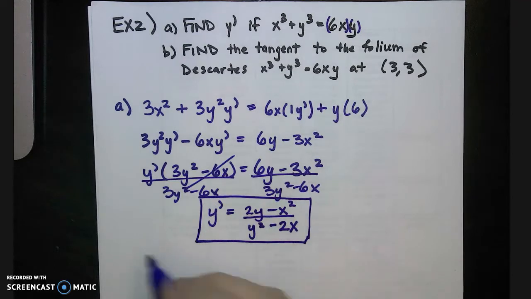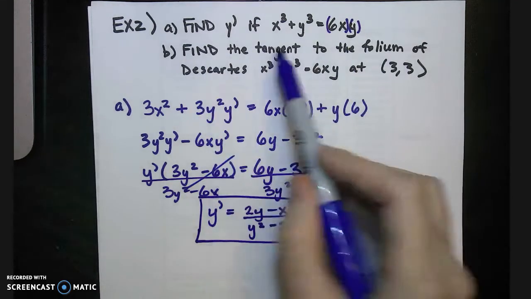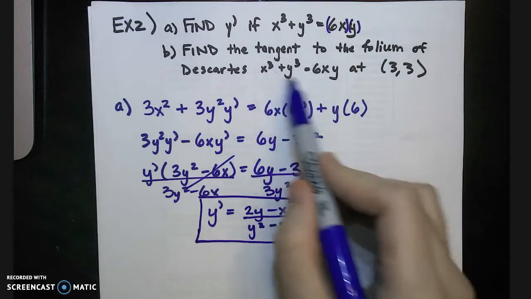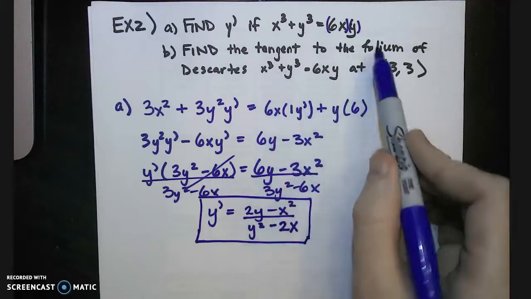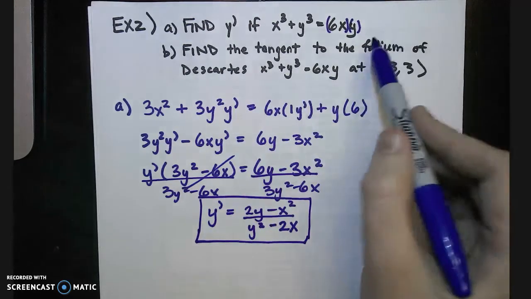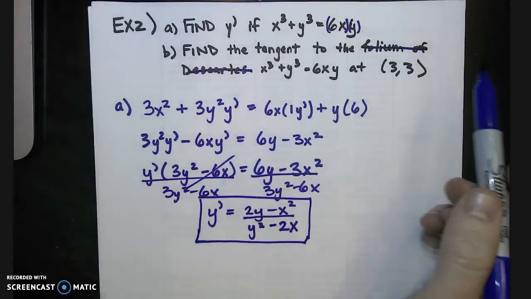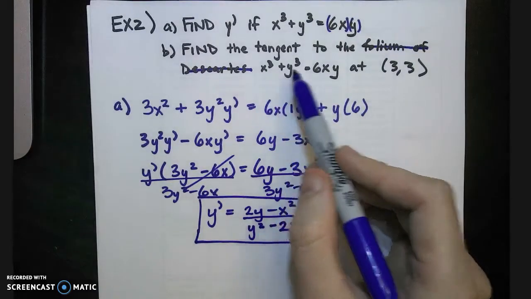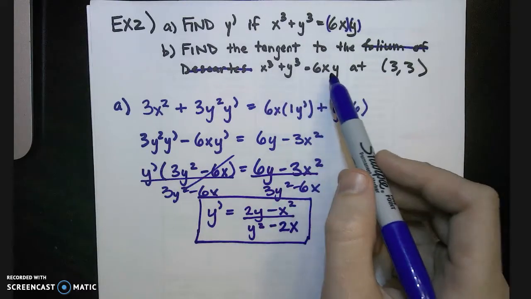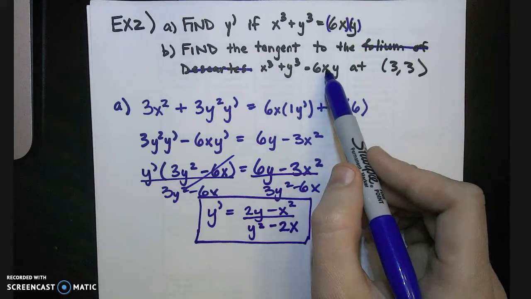Then B, they want us to find the equation of the tangent line to the folium of Descartes. This is a special equation. They've given it a name. It's the folium of Descartes. So that's not really important to this problem. But if you graph it, it makes a cool looking graph. And I've got that on the next slide.